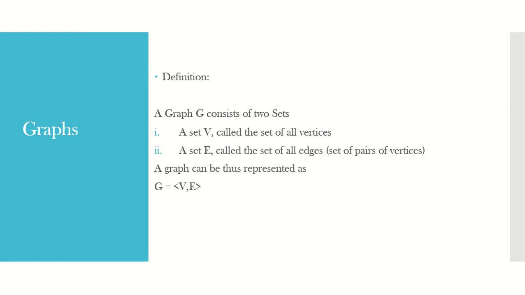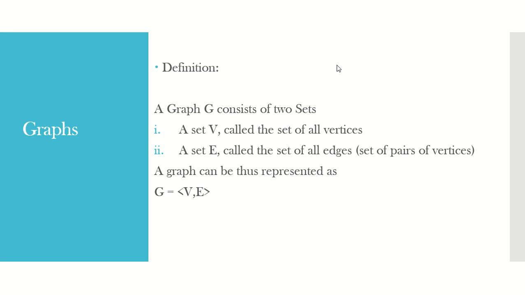Moving further, this is the definition for a graph data structure. A graph is a combination of two sets. The first set is the set of all vertices, which we call V, and the second is the set of all edges, which we call E. An edge is nothing but an ordered pair of vertices. If there is an edge existing between two nodes, then those two nodes will jointly define the edge.